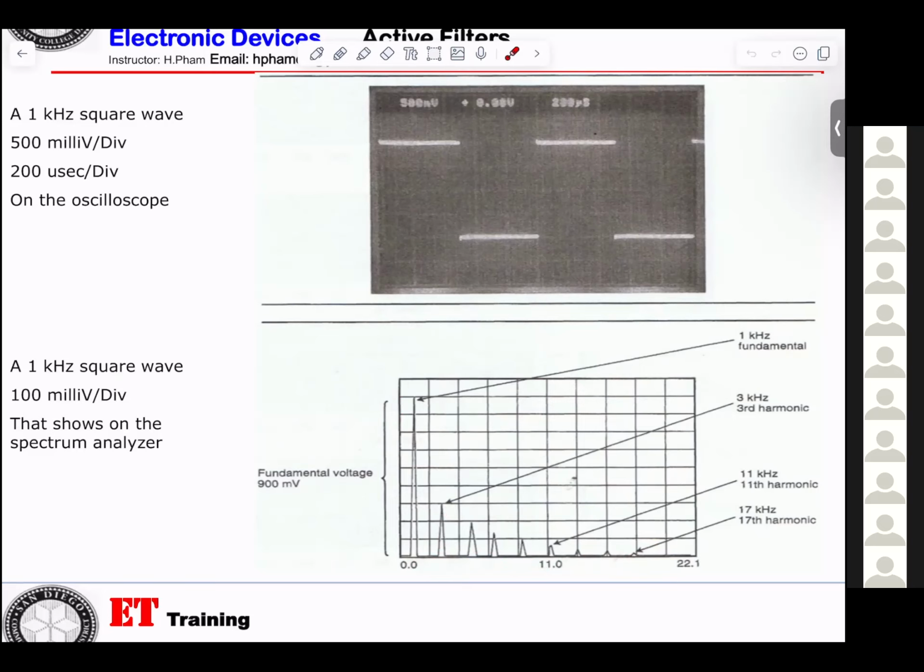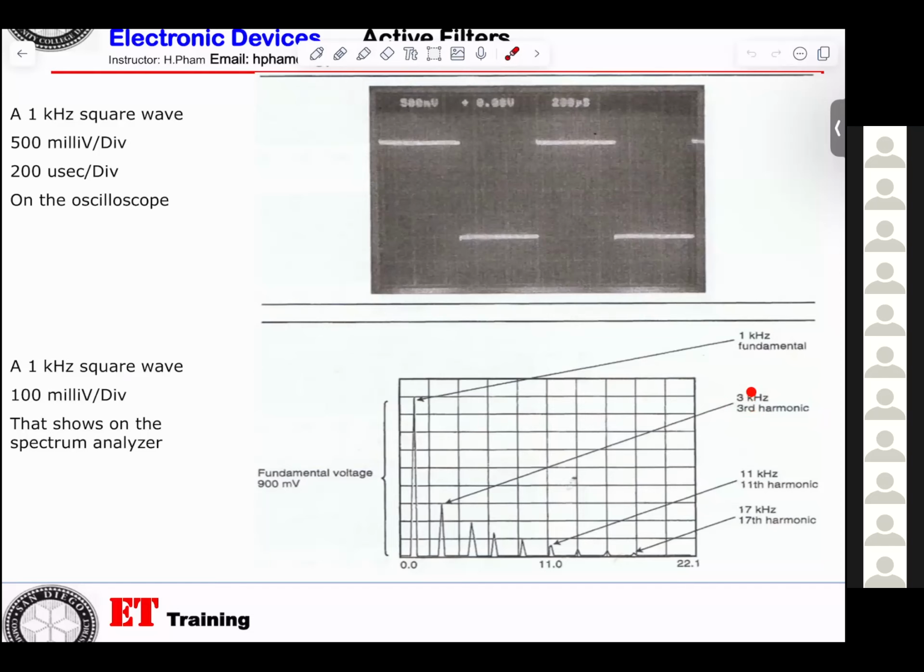Hey, Mr. Pham, just a real quick question. In your training and experience, is it either 11 or 13 harmonics that makes the square wave? Okay. That means you understand it's a fundamental, third harmonic. Okay, first thing, 1 kilohertz square wave. Third harmonic will be what frequency? Right here, 3 kilohertz. 3 kilohertz is the third harmonic.